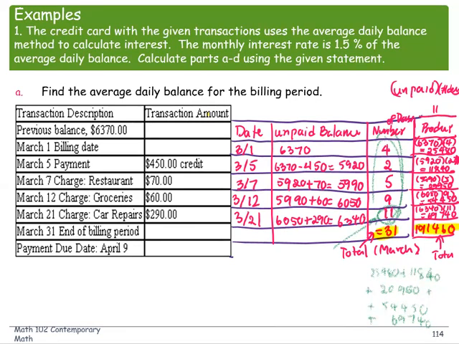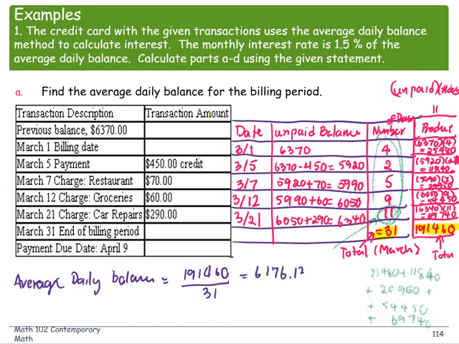So based on the formula, the average daily balance would be the sum of the unpaid balance for each day, the number 191460, divided by the total days in the month, which is 31. That becomes the average balance for each day for this cycle: $6,176.13. Part A is done. So we're going to use the number in part A to find the rest of the problem.